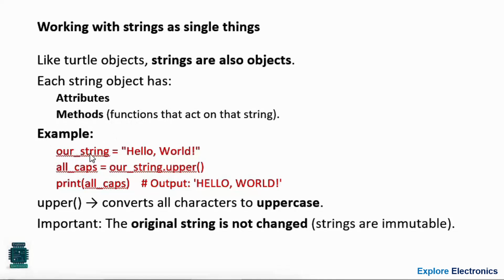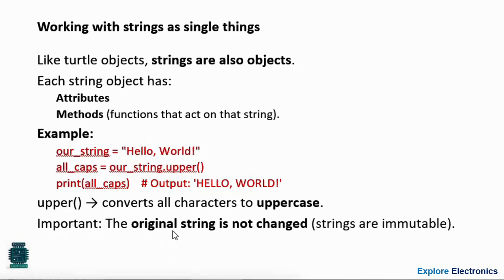For example, our string is equal to hello world. all caps is equal to our string dot upper. Print all caps. It will print all caps, that is, I will get the hello world in caps. Here in this example, I am taking the same variable name, that is our string dot upper function. I am taking the upper function, which will convert the lowercase to uppercase, that you can see in the output. Here the upper function converts all the characters to uppercase. You can see in the example.